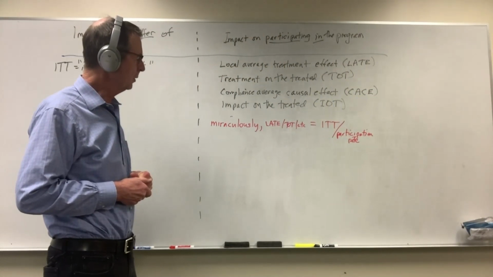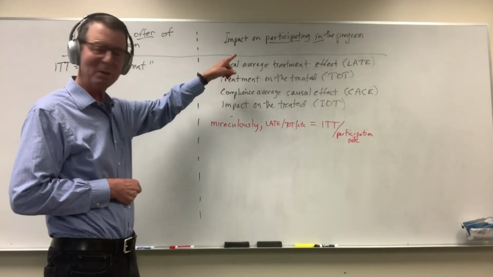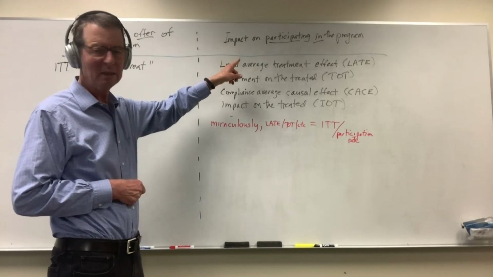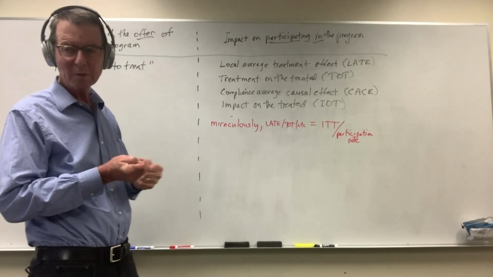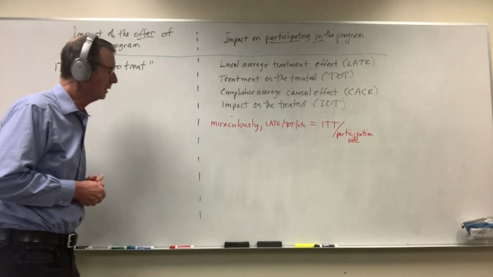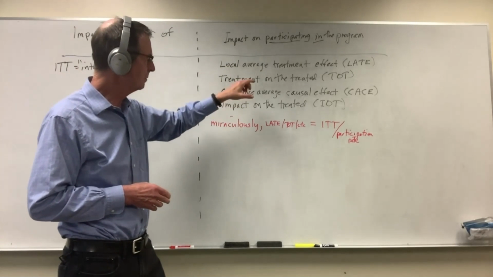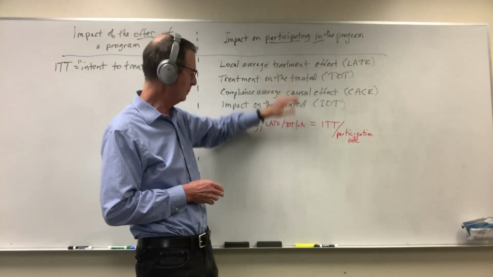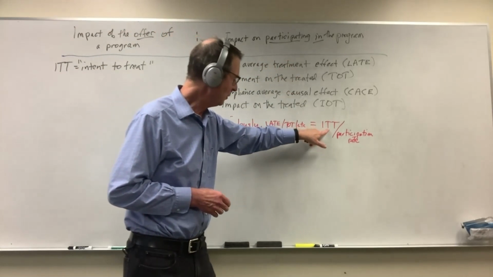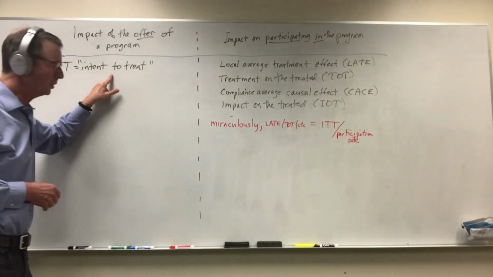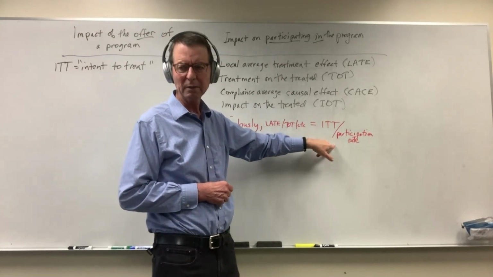And what we're going to show in a minute is that, miraculously, this should be a very, very difficult thing to estimate because of all the selection involved in who takes up the program versus who doesn't. But I'll show that this, in all of its names, LATE, TOT, and so forth, turns out to be just the intent to treat divided by the participation rate.